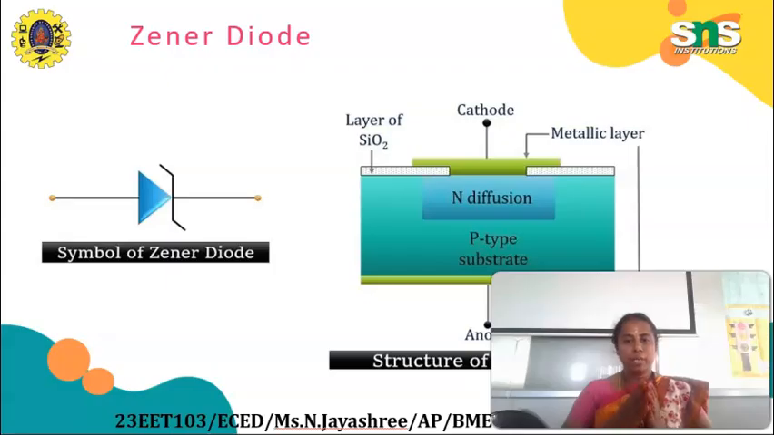Okay, the layer of SiO2 is connected with this silicon junction, the N-type diffusion and the P-type substrate. The P-type is connected to the anode and the N diffusion is connected to the cathode, and both are connected to the metallic layer. This is the structure of the Zener diode.